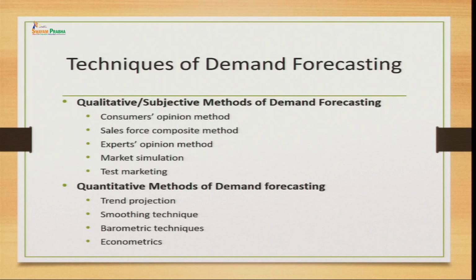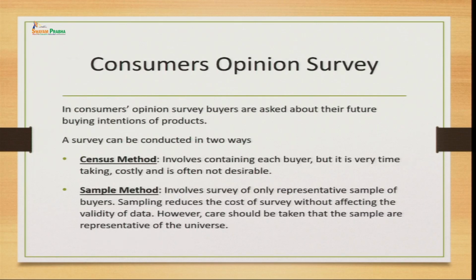So, here we have 5 methods which are going to be discussed under the qualitative aspect: consumer opinion method, sales force composite method, expert opinion method, market simulation and test marketing. So, these are the 5 techniques we are going to study under the qualitative techniques, and we have 4 techniques for quantitative methods: trend projection, smoothing technique, barometric and econometric. So, let us start with the very first technique, the consumer opinion survey.